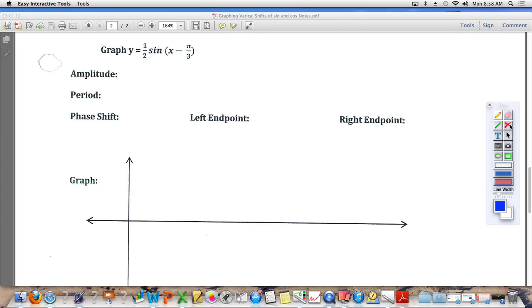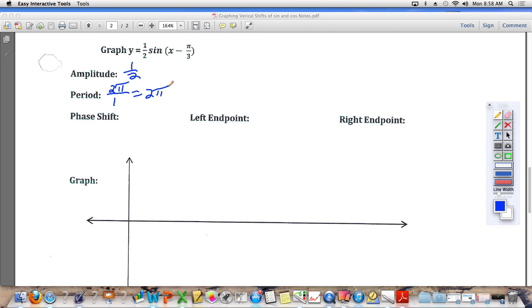So we are running out of time, and I do know that. Really quickly, what's the amplitude? Our half. What's the period? It's 2 pi divided by whatever is right in front of x. What is right in front of x? A parenthesis, which is 1. So the period in this case is equal to 2 pi.